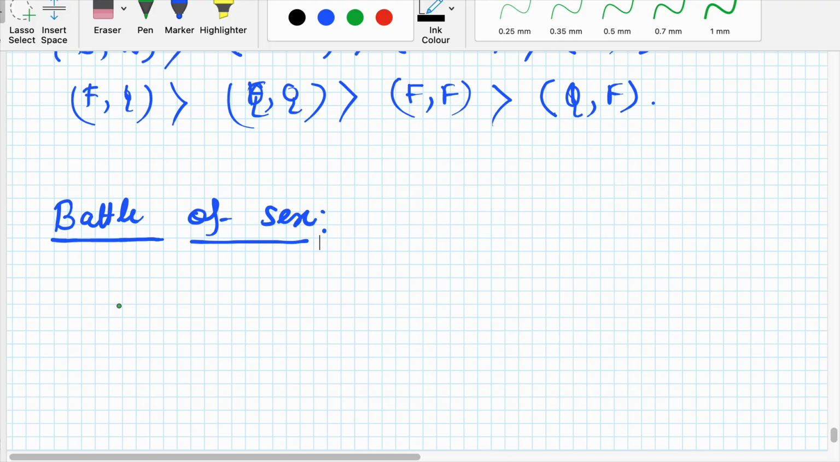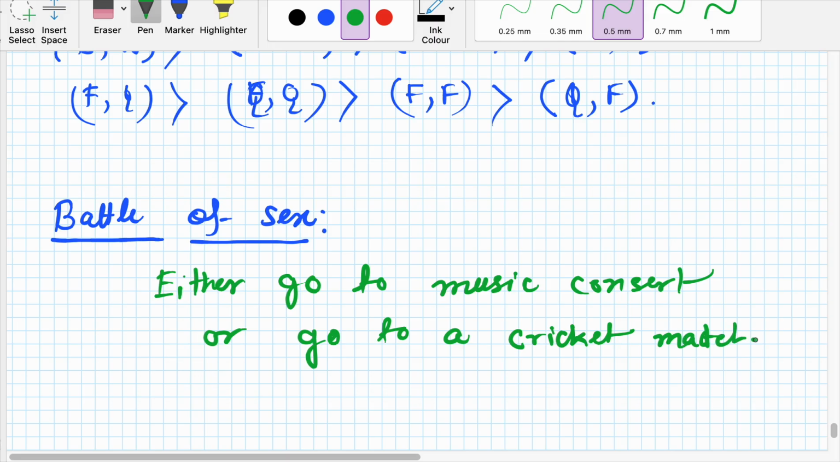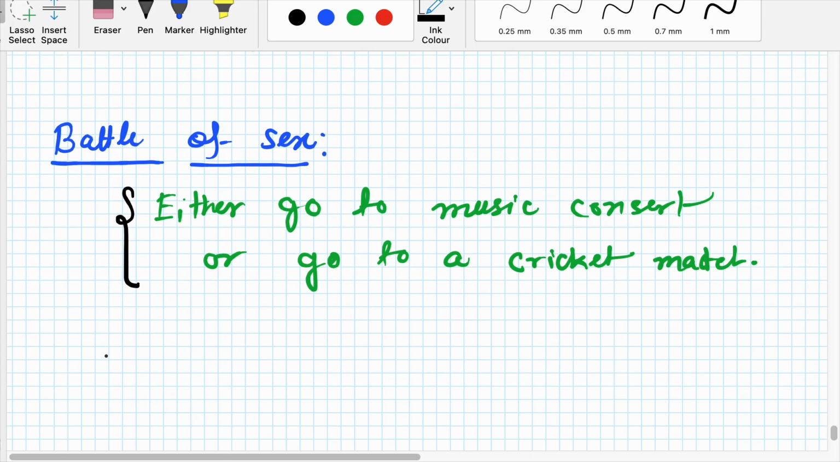However, their preferences are the following. They can either go to a music concert or go to a cricket match. Now, I am using a stereotypical view here. However, for the reason of explaining, let me allow myself to use the stereotypical view.